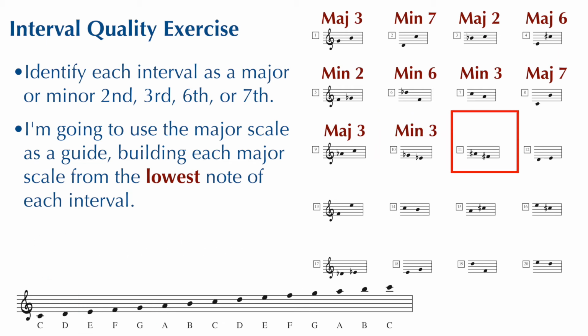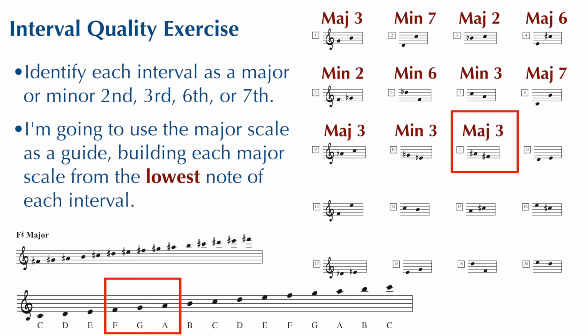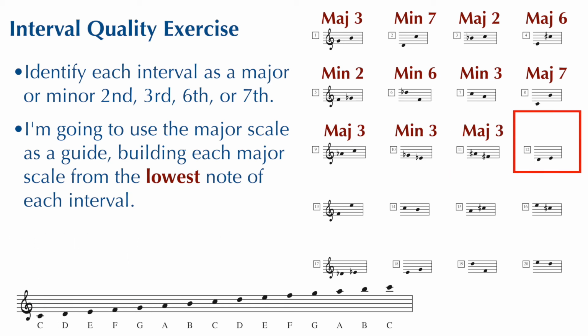Number 11, A sharp down to F sharp. Any kind of A to F is going to be a third, and we use the lower note to build our major scale. So F sharp, G sharp, A sharp. Sure enough, A sharp belongs in the F sharp major scale, so F sharp to A sharp is a major third.